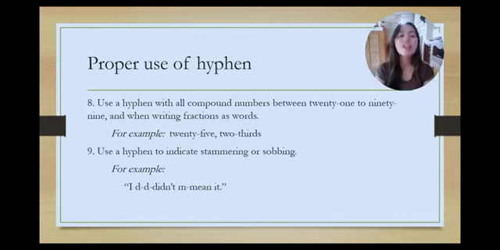And then lastly, use a hyphen to indicate stammering or stuttering. For example, I d-didn't mean it. So when you are writing a dialogue or a script in a drama or in a film, and a character will stutter, then you will use a hyphen to indicate stammering or stuttering for the character to understand the script easily.